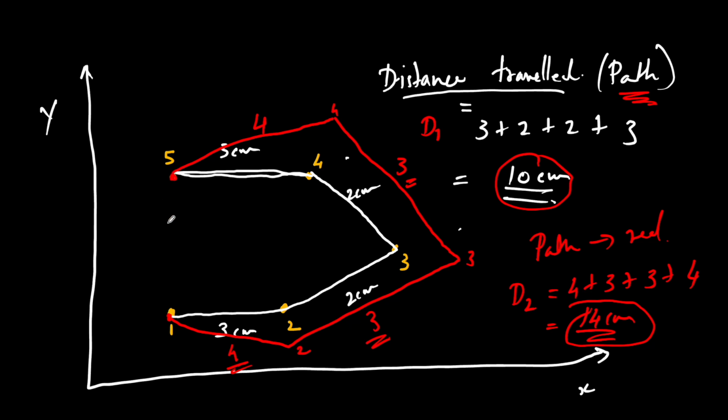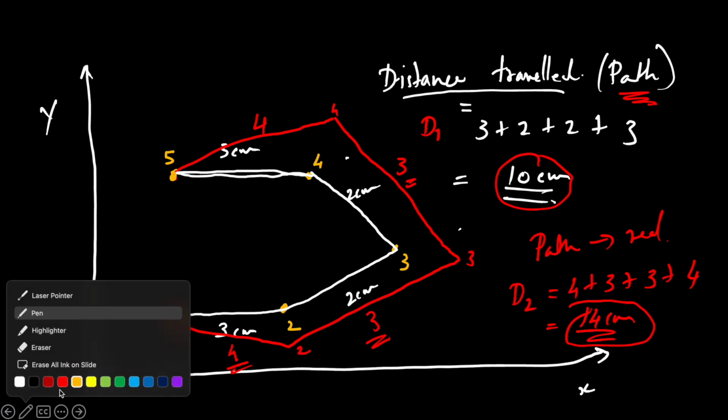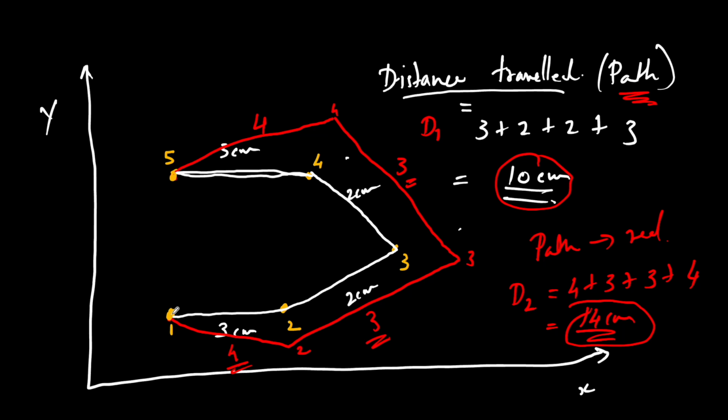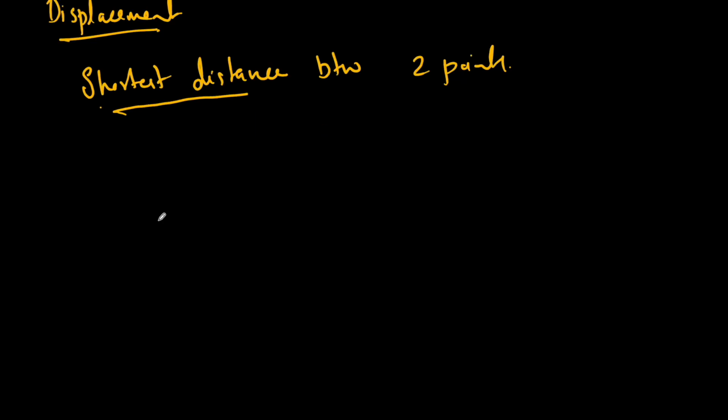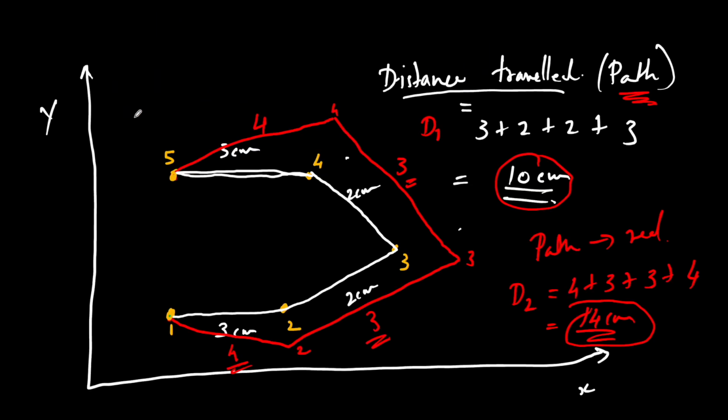Let's again come back to the same case. As the body moved from 1 to 5, what is the displacement? What is the definition? It is the shortest distance between 2 points. So from 1 to 5, what is the shortest distance? It will be a straight line drawn from 1 to 5, right?